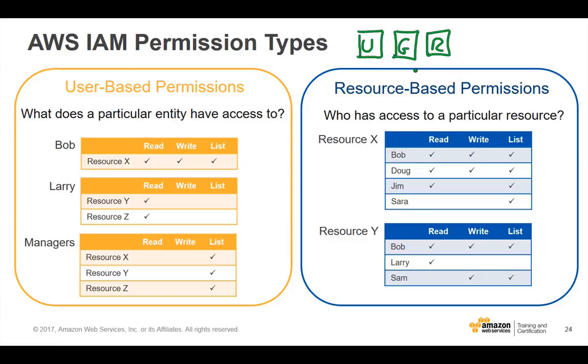So it's not a hierarchy. It's not a which one comes after another. It doesn't work like that. They're equal. Okay? User, group, resource, you look at them all and you analyze from there.